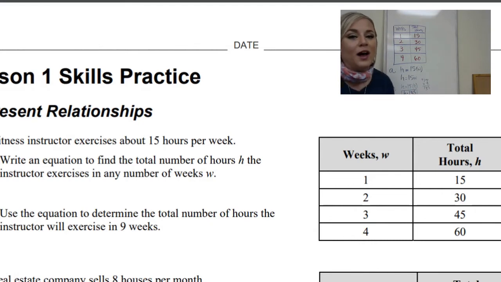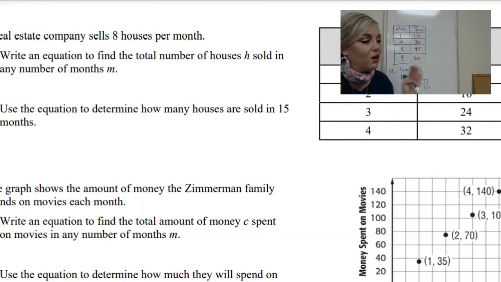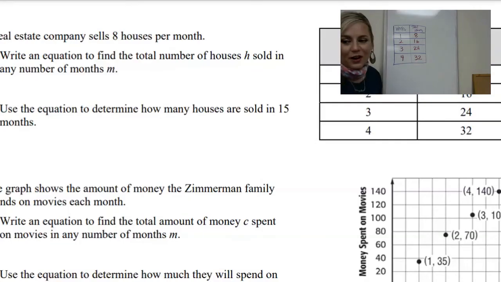That's example 1. The next example we're going to do is right here. So I'm going to pause this and I'll come right back. All right, and I forgot to change this. This should be months and houses. So I'll change that really quickly. Sorry. Months, houses.